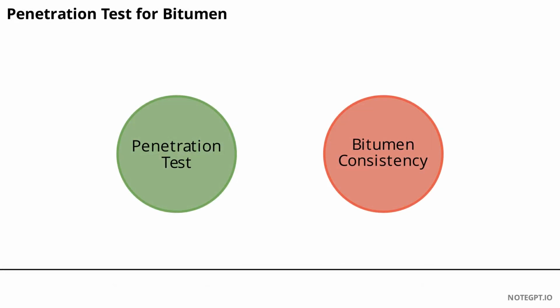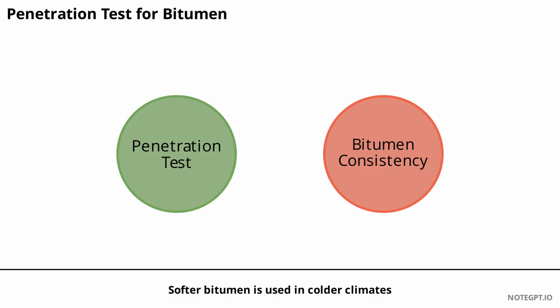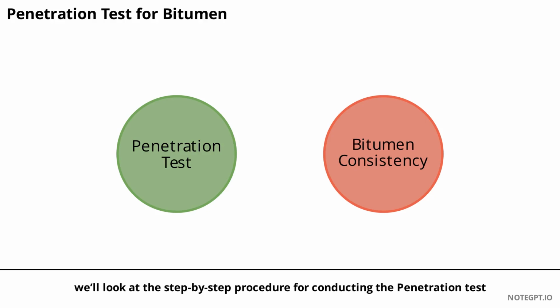The penetration test measures the hardness or consistency of bitumen, which affects how it performs under different temperatures and loads. In this test, a standard needle is allowed to penetrate a bitumen sample under a fixed load and temperature for a set time. The depth of penetration indicates the softness or hardness of the bitumen. Softer bitumen is used in colder climates, while harder grades are preferred in warmer regions. Next, we'll look at the step-by-step procedure for conducting the penetration test.